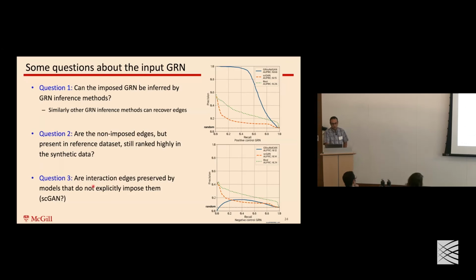And finally, we also saw that interaction edges were not preserved by the models that do not explicitly impose them, such as SCGAN, at least to the extent that we have them in the reference data set.